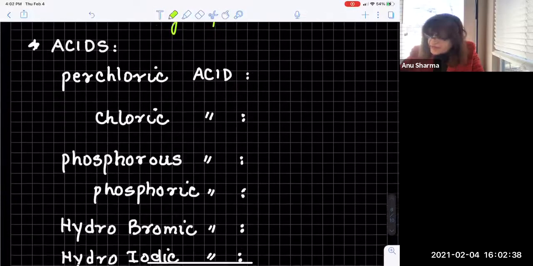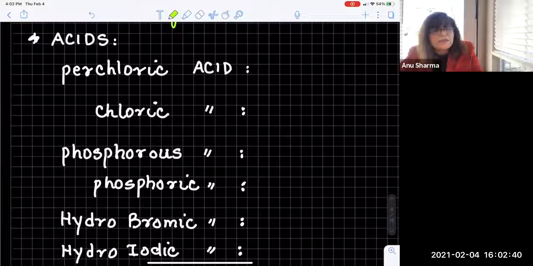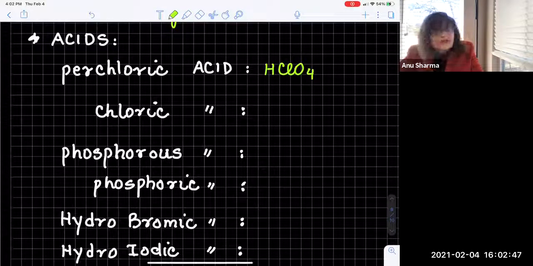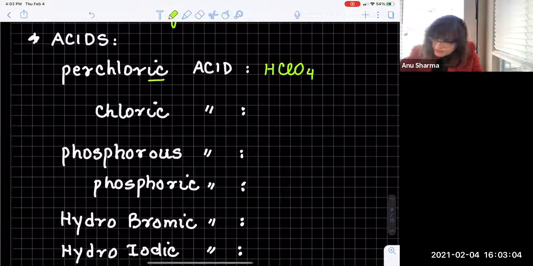Next, look at the acids. Perchloric acid is HClO4, and this we already covered. It's coming from perchlorate. So all acids are going to end with the word acid. Now, perchloric acid, its name is retained, like perchlorate, ate becomes ic. So this is coming from perchlorate. So ate becomes ic, okay?